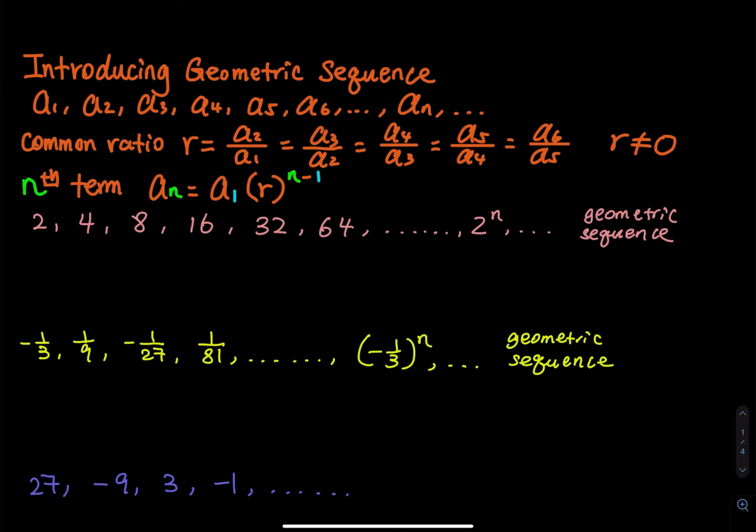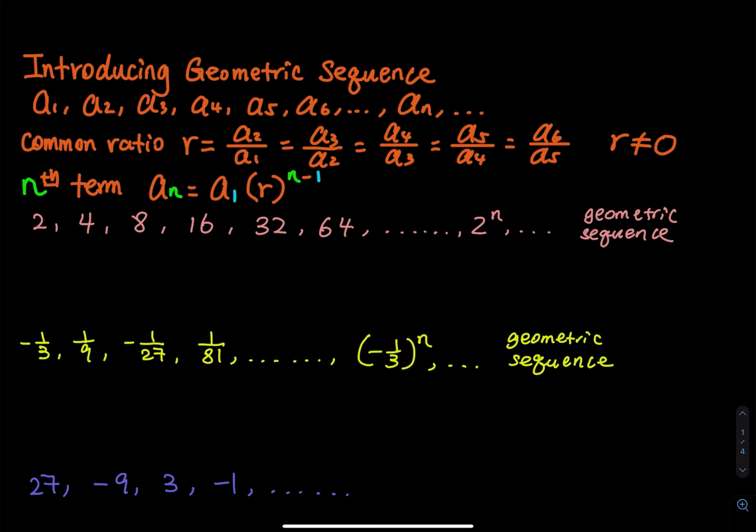Introducing geometric sequence. So we have a sequence a1, a2, a3, a4, a5, a6, and then we go all the way to an, and then after an we keep on going. So this is an infinite sequence. What is the difference between the sequence and the series? A sequence is a list of numbers separated by commas, and the series is the sum of this list. So if I'm talking about geometric series, then we are adding all the terms together.